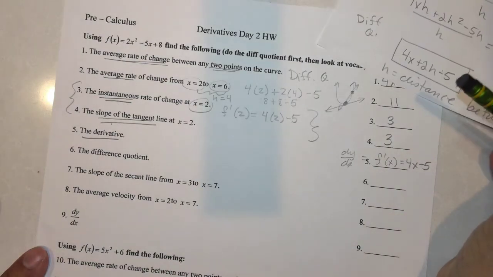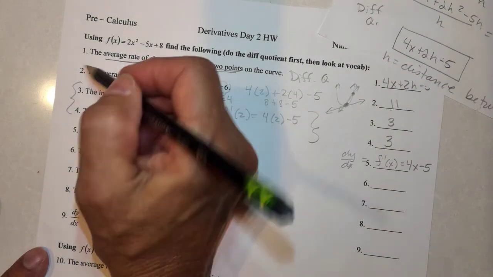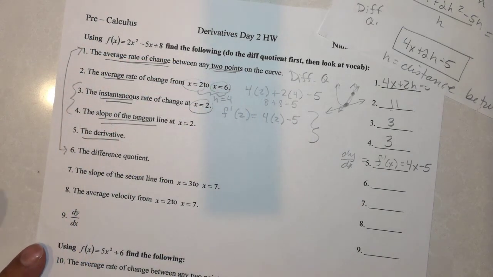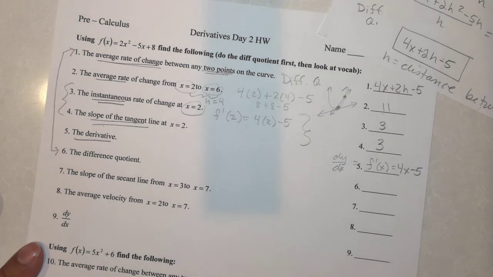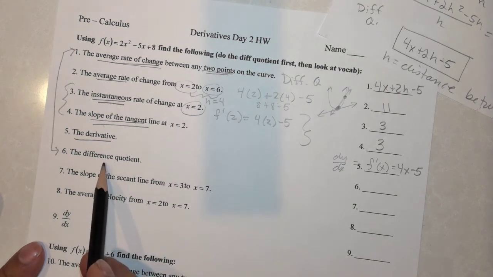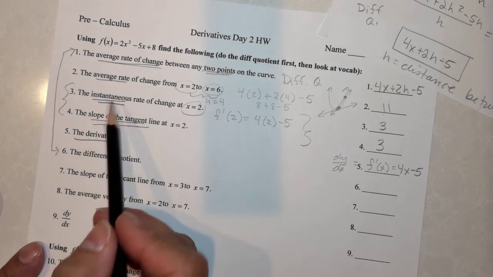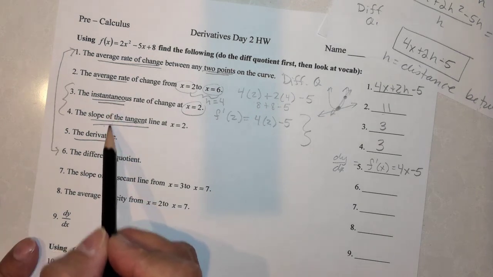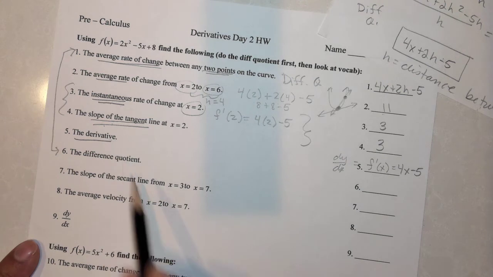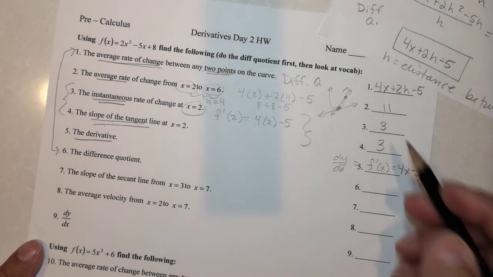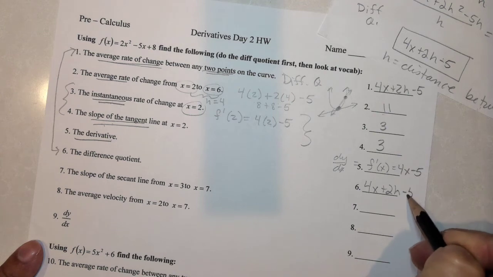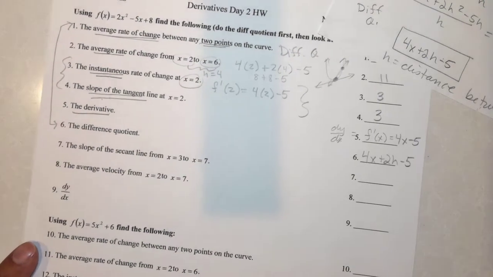Okay, what is the difference quotient? Well, that's the same as what we had up here in question 1. The average rate of change between 2 points is the same as the difference quotient, just like instantaneous rate of change is the same as the slope, which is the same as the derivative. So we just want to group those together. We already answered this question. They're just testing our vocabulary and understanding of what's what.